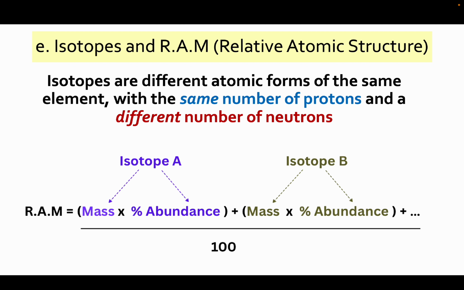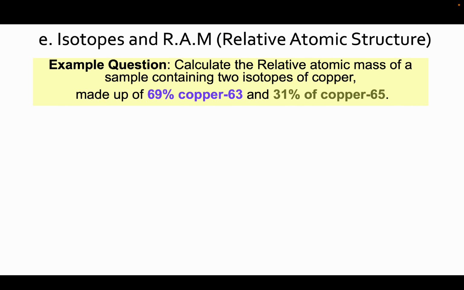Let's try an actual exam question. Calculate the relative atomic mass of a sample containing 2 isotopes of copper. It's made up of 69% copper 63 and 31% of copper 65. Feel free to pause the video and calculate this.